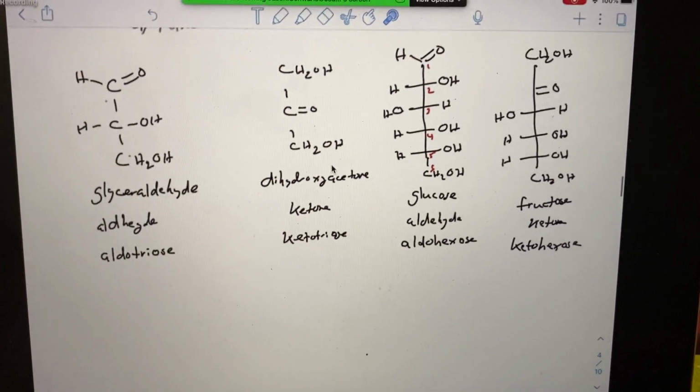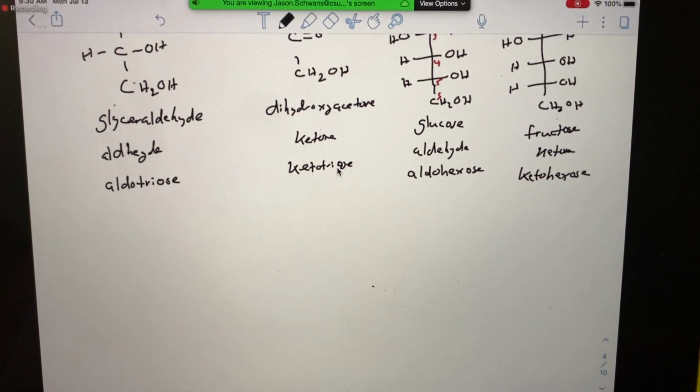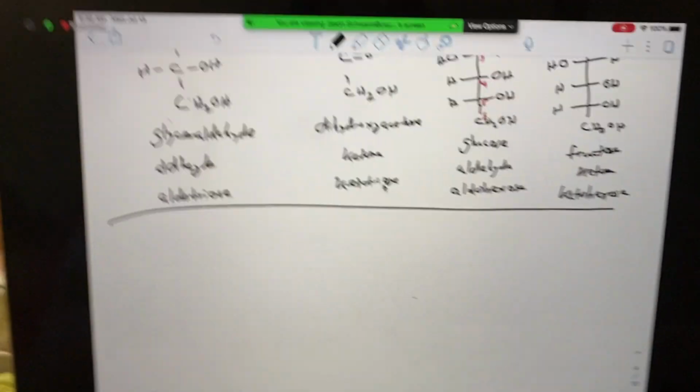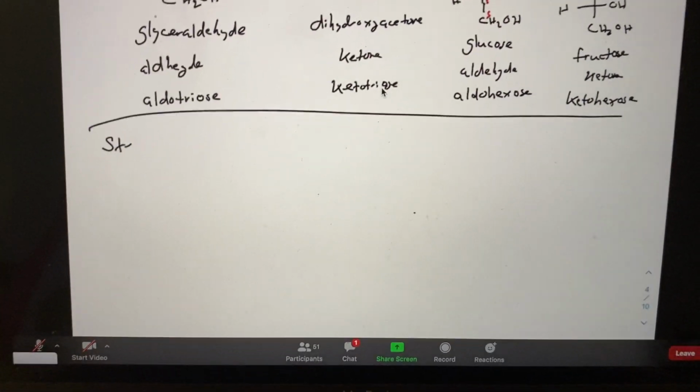Okay, so now let's get to something that's really exciting about stereochemistry.